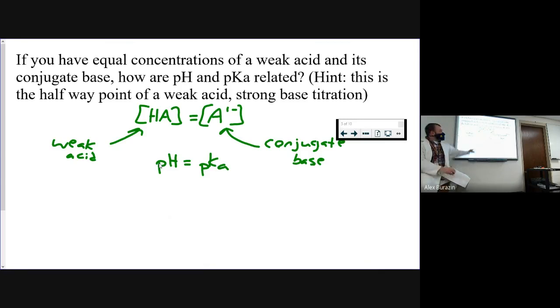Okay? These relationships are really important. They help a ton. They help us kind of problem solve through a bunch of different acid-base problems. Understanding how pH and pKa are related, understanding how the weak acid and its conjugate base concentration are related, help us a lot in terms of our understanding of acid-base chemistry. So if these molarities are equal, I'm at the halfway point, which is the spot of a titration where pH and pKa are equivalent.